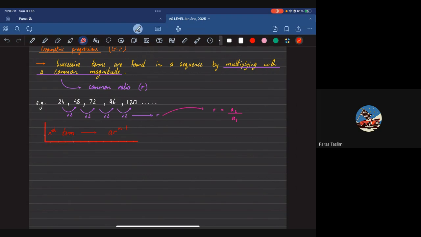Clear, boys? Anything that you don't get? No, sir, I guess it's very simple. Like, I think you guys should have done this in IGCSE too. I am sure about it.